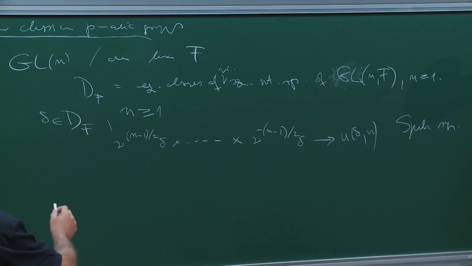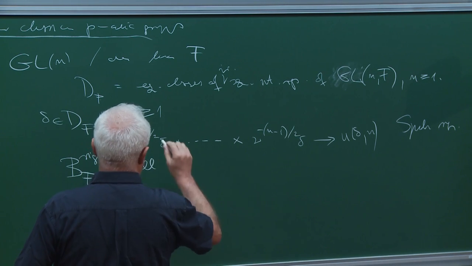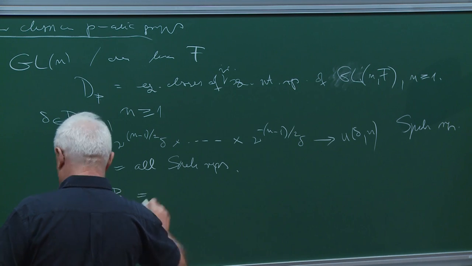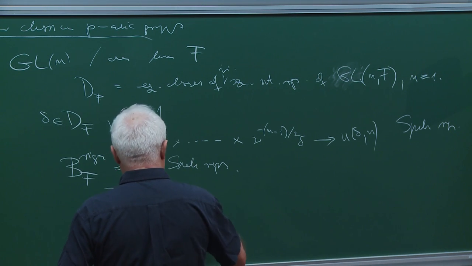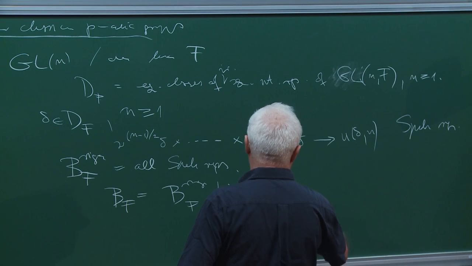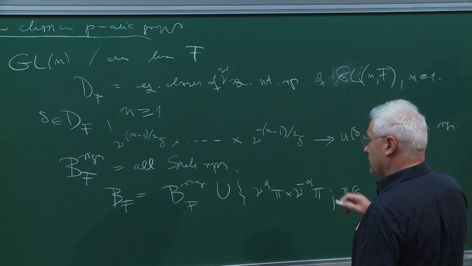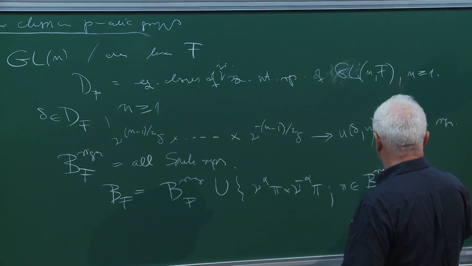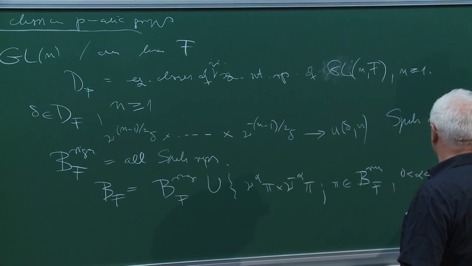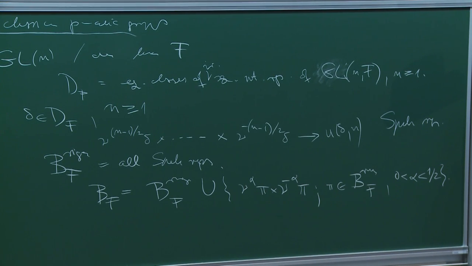Okay, so we will denote by B(F) rigid the set of all Speh representations. And by B(F), the union of this rigid part and nu to alpha pi times nu to minus alpha pi, where pi is a Speh representation, and alpha is greater than zero, less than one half. Okay, so now we can write the classification theorem.